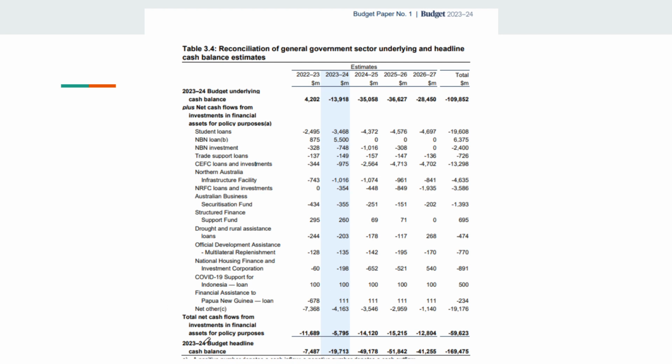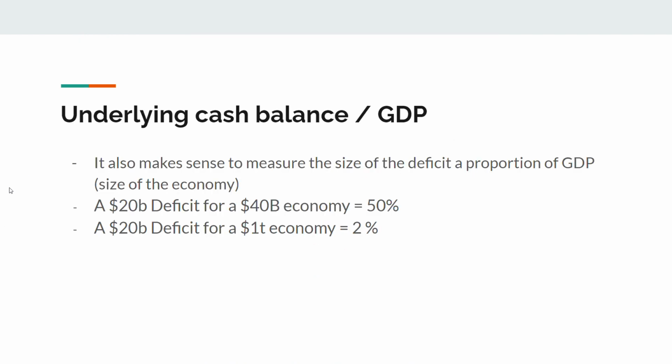Now, to get our underlying balance, we take the headline, which is negative 7, and we minus negative 11. So that means negative 7 plus 11 equals 4, because two negatives turn into a positive. And you can see up here is our underlying balance. All right, but we also need to measure the underlying cash balance as a proportion of GDP, as a proportion of the size of the economy.